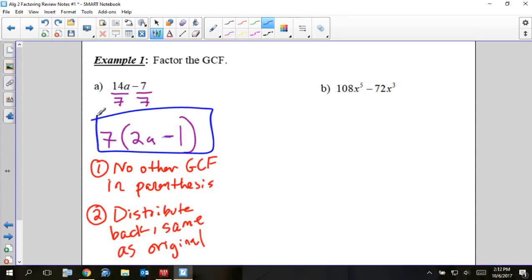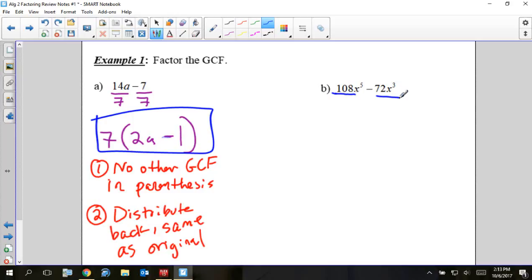Okay. So the next question. We're looking for a greatest common factor. We're looking for what 108 x to the 5th minus 72 x to the 3rd has in common. I would look at the numbers first, and then we'll look at the variables. Just look at 108 and 72. What are 108 and 72 both divisible by?